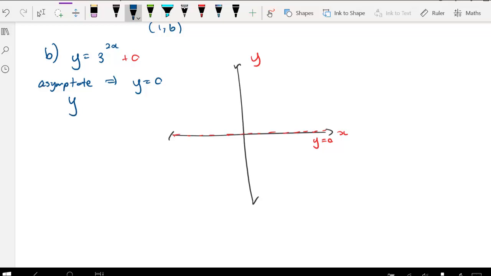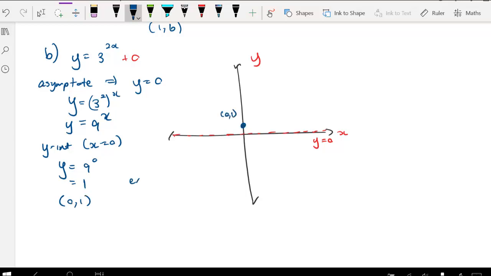If we manipulate this, it's the same as looking at y is equal to 3 squared to the power of x, which is 9 to the power of x. So there is no x-intercept, but for our y-intercept, when x is equal to 0, simply y is equal to 9 to the power of 0, which is 1. So our y-intercept is (0, 1).